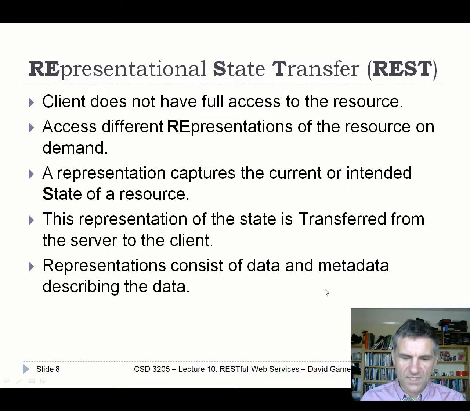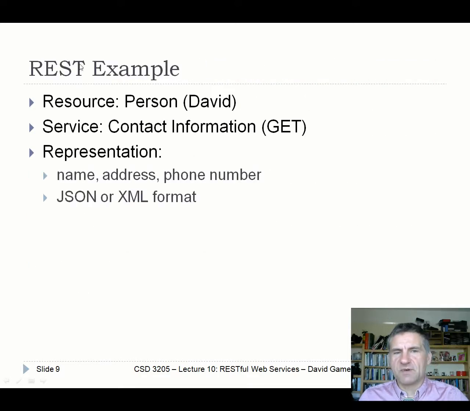Typically the representations consist of data, a particular representation of the resource in the form of data. You can also have some metadata describing the data. That's built into the thing as well. So a very simple example: say we've got a resource, a person, myself, for example. I might have a bunch of services for contact information, and one of these services might be my contact information, and in this case this would be implemented over HTTP. So you don't have to use HTTP with RESTful. You could use any old protocol you like. It's a general set of guiding principles for a web service, right?